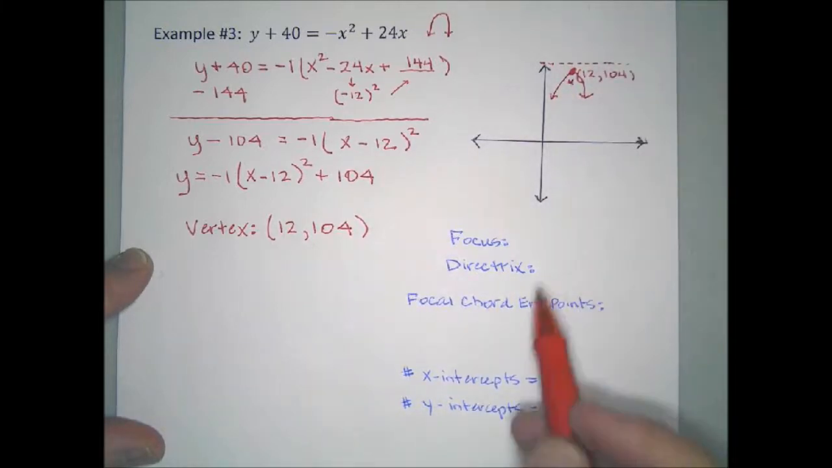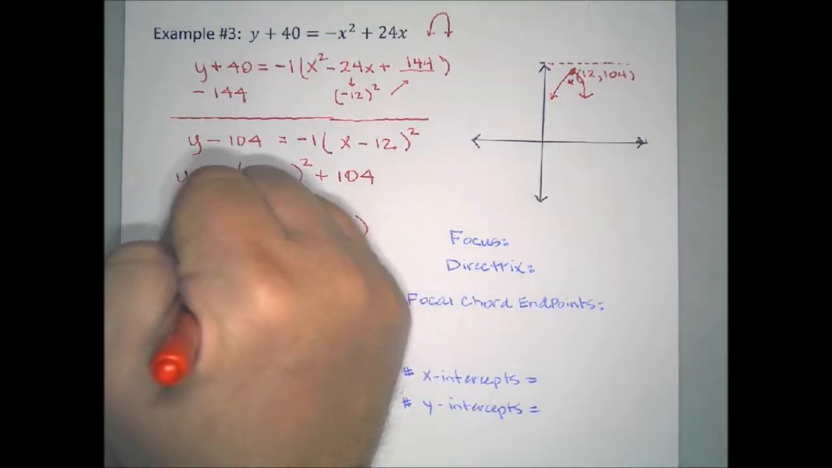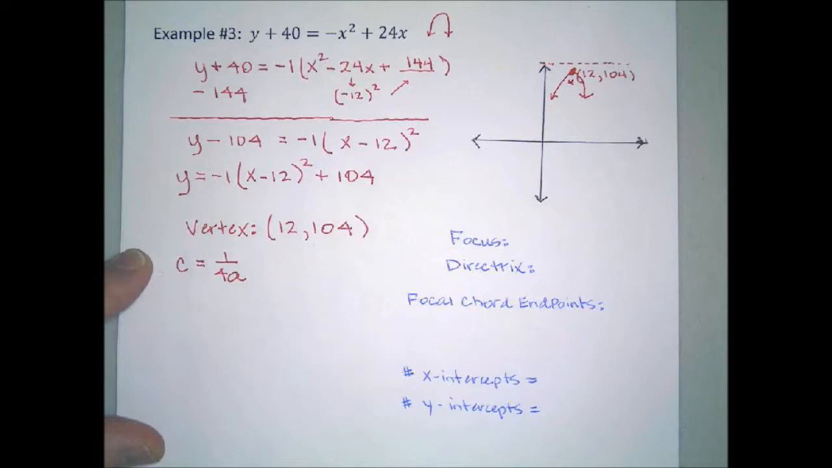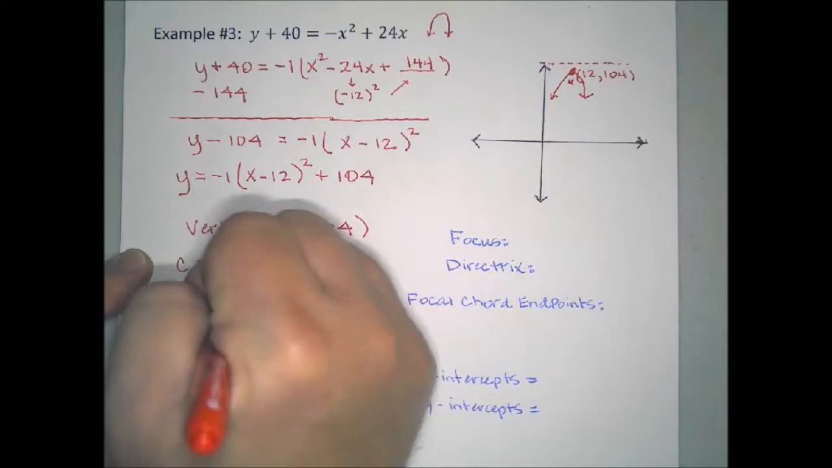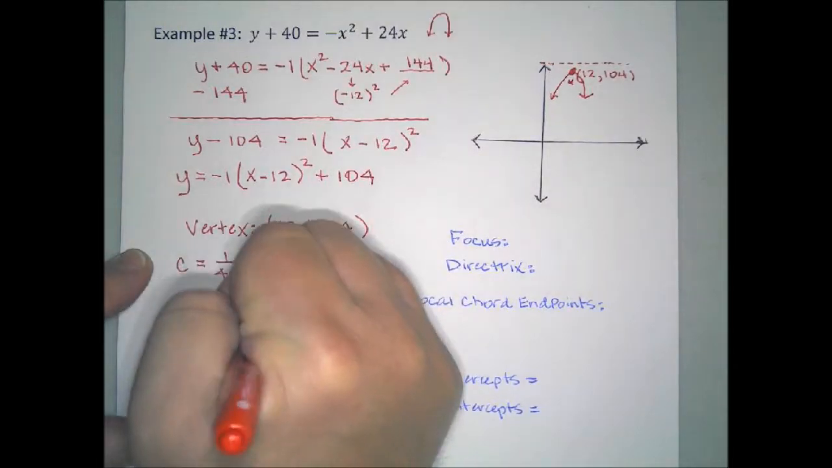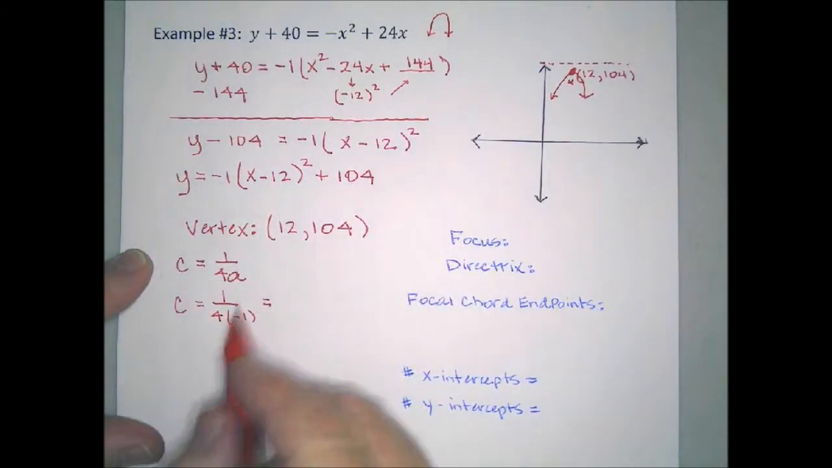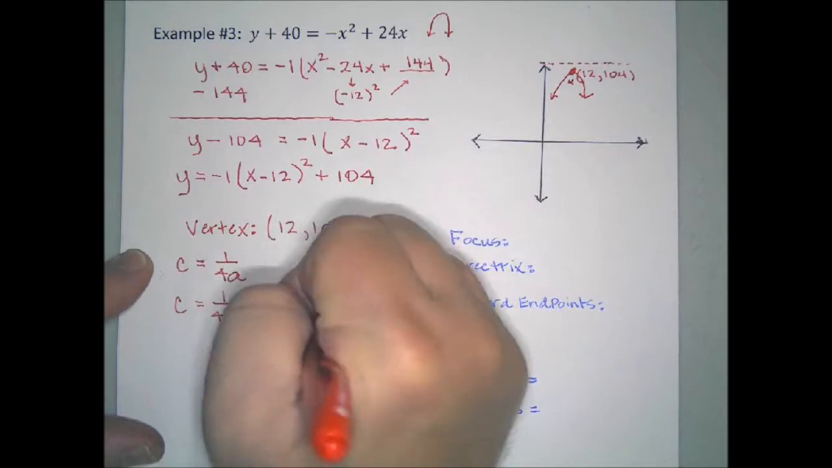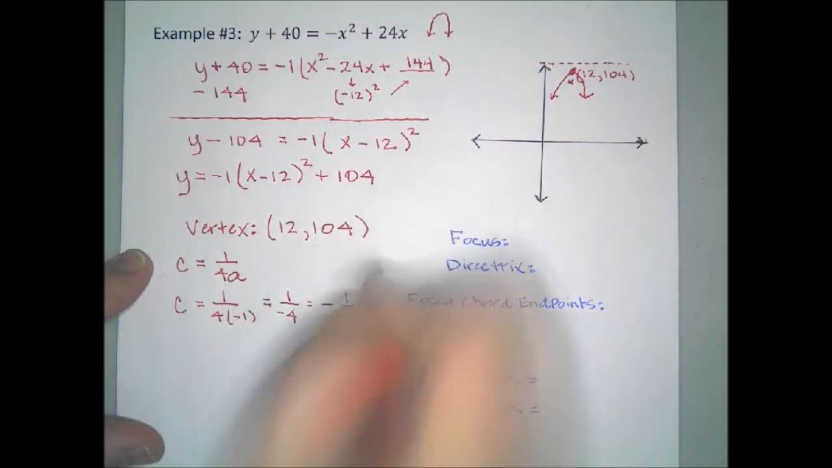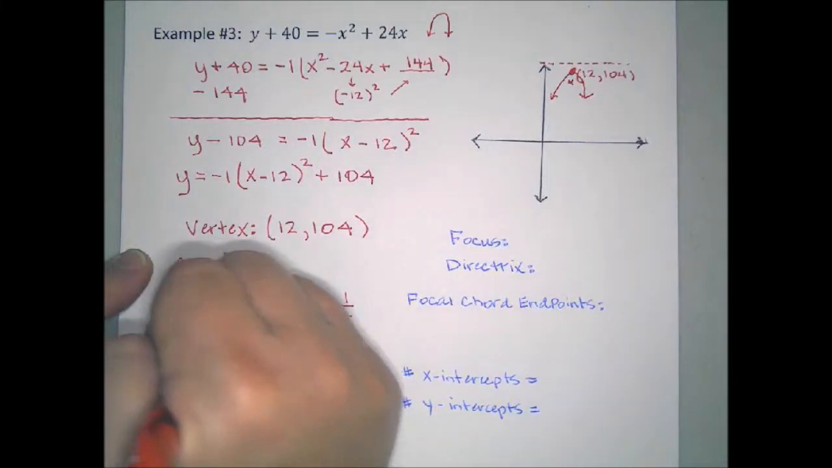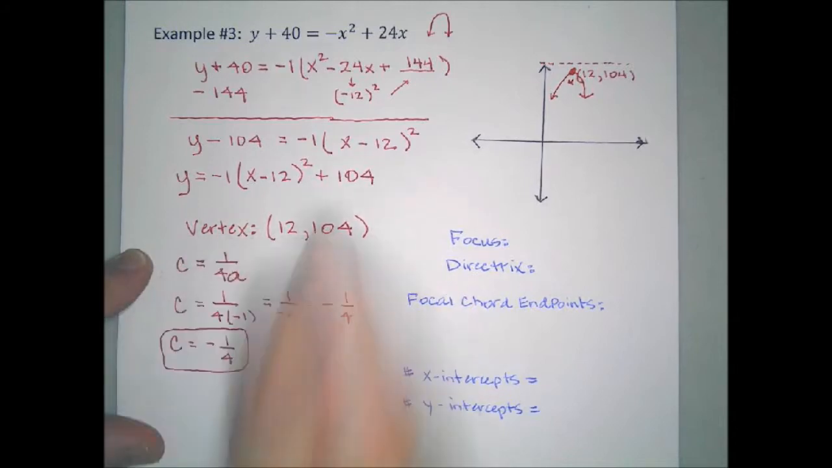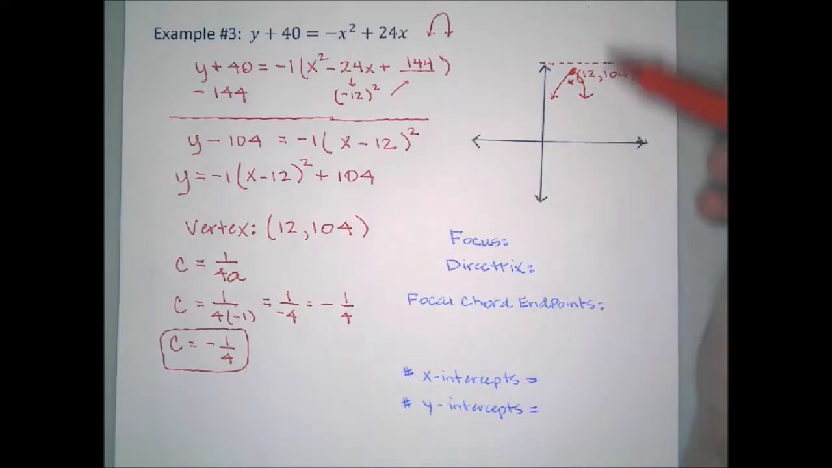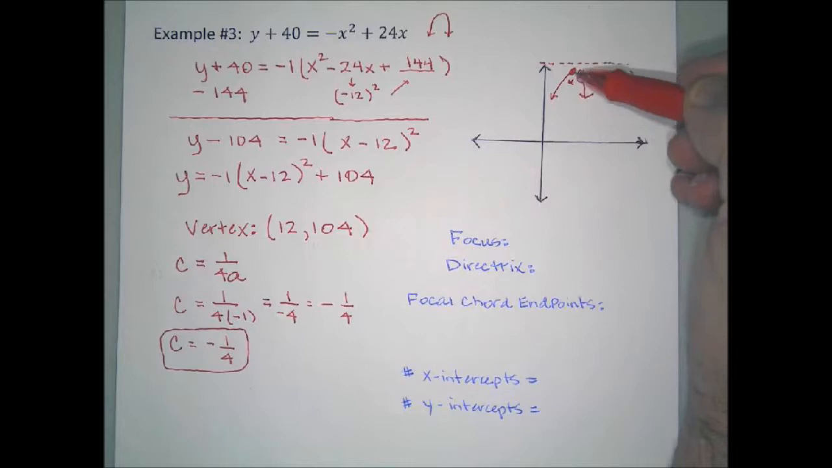And both of those locations are dependent on the c value. C equals 1 over 4a. My a value in this problem is simply the leading coefficient of negative 1. So c equals 1 over 4 times negative 1, which would be 1 over negative 4, which is negative 1/4. So c equals negative 1/4. Now the negative is simply an indication of the direction to go to find the focus. So we have to go down to get inside of the parabola and find the focus.